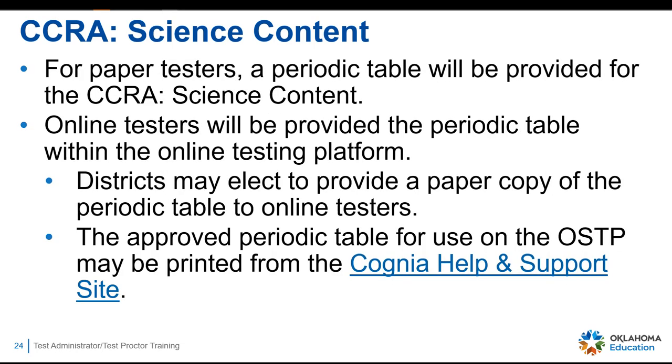For paper testers, a periodic table will be provided for the CCRA science content. Online testers will be provided the periodic table within the online testing platform. Districts may elect to provide a paper copy of the periodic table to online testers. The approved periodic table for use on the OSTP may be printed from the Cognia Help and Support site.